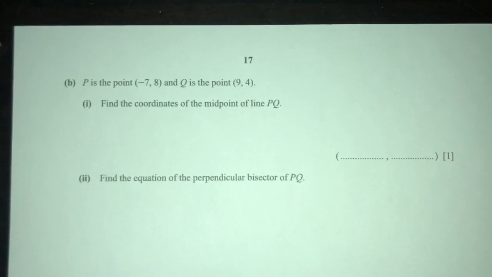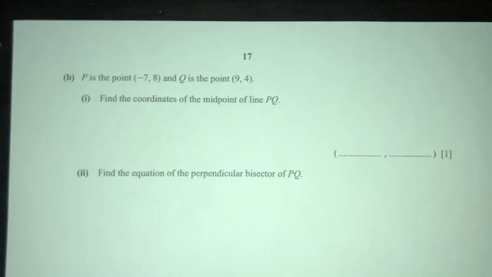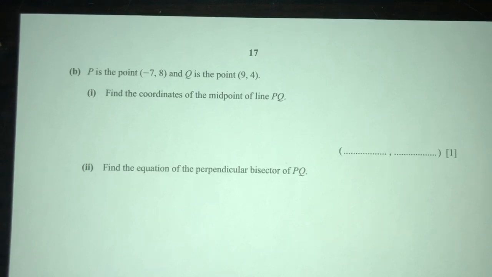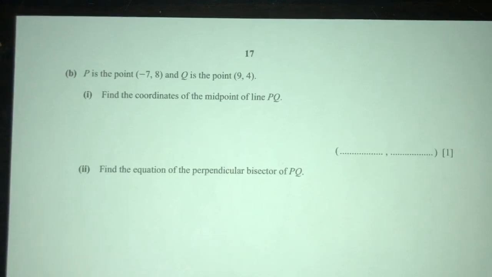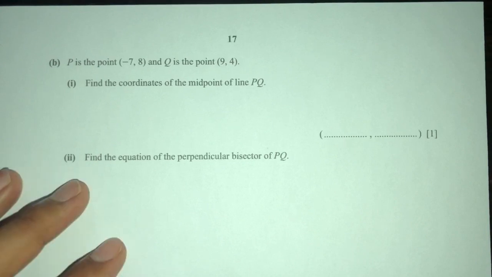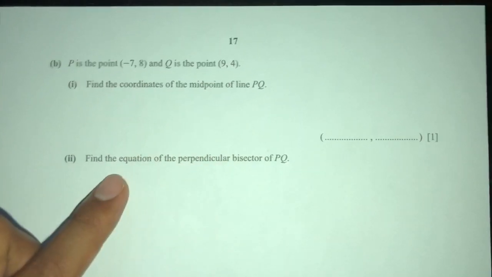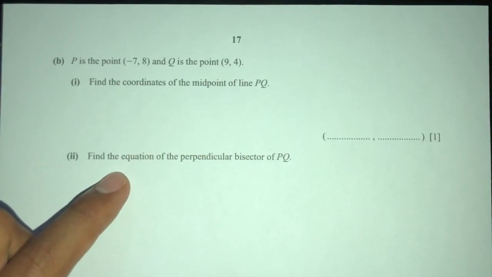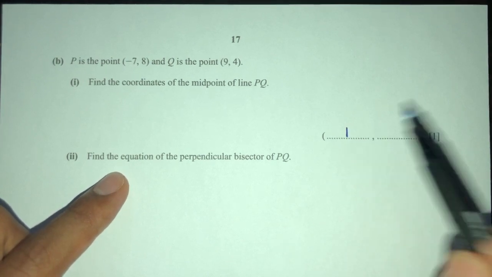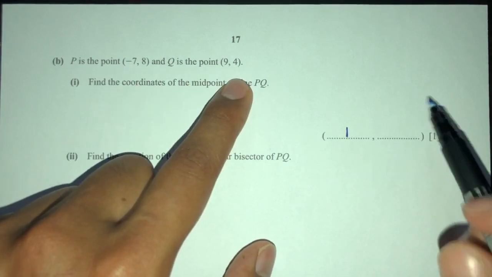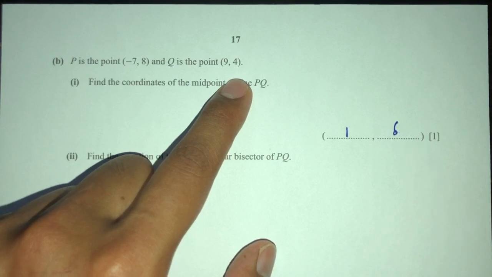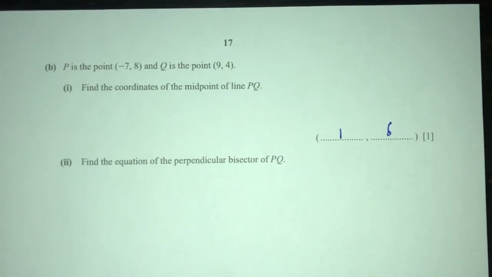Now let's move on to part B of the question. P is the point minus 7, 8, Q is the point 9, 4. Now part 1, find the midpoint. For the midpoint we have to use the formula, so x1 plus x2. That should be minus 7 plus 9 is 2. 2 divided by 2, that should be 1. 8 plus 4 should be 12, divided by 2 should be 6. So 1, 6 will be the midpoint of the line PQ.